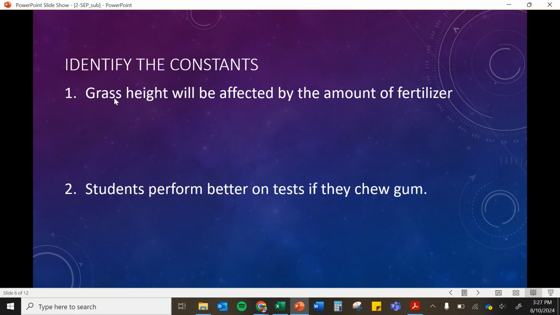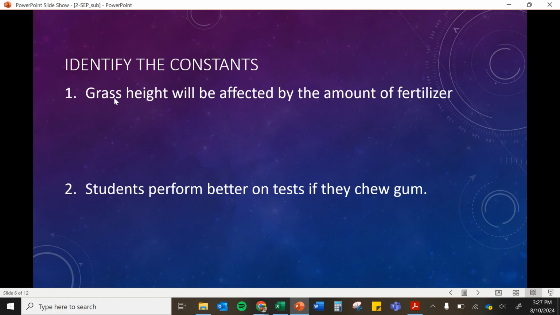In this example of chewing gum in the test, pause the video here and think of as many constants as you can from this example. Okay, you should have paused the video and come up with constants for number two: students perform better on tests if they chew gum. There are lots of different ways you could come up with constants for this. You want to make sure that the age of the students is the same, or maybe even the room that they're taking the test in, the type of test, and the number of questions or the length of the test need to be the same. The conditions need to be the same for all these students, like the type of room that they're in. The type of chewing gum or the amount of chewing gum they are given also needs to be the same. Those are examples of constants.